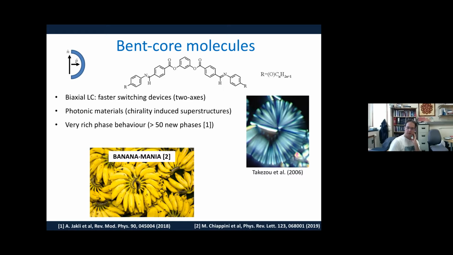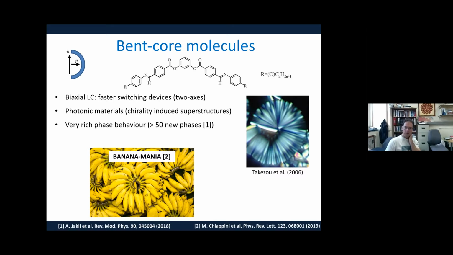And if you read this review paper here by Yakli et al. from a couple of years ago, but also the paper by Massimo Chiappini, who introduced this term, there are like 50 new phases predicted, and it's a real banana mania. And as I said, I didn't invent the term banana mania, so they must use that in his paper. But yes, you can have a whole zoo of these beautiful phases.